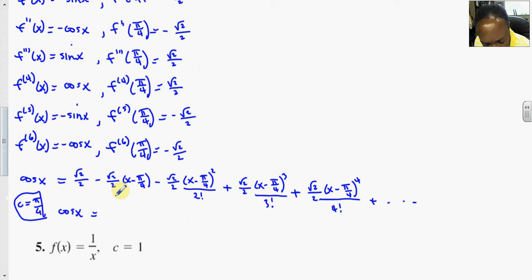And so here, each one has the factor of the square root of 2 over 2. You put that out in the front. This is the summation as n goes from 0 to infinity. And to account for the alternations in the signs, the pairs of alternations, we write negative 1 to the n times n plus 1 over 2. That's in that exponent. And then here, this is times x minus pi over 4 to the nth power, and that's divided by n factorial.